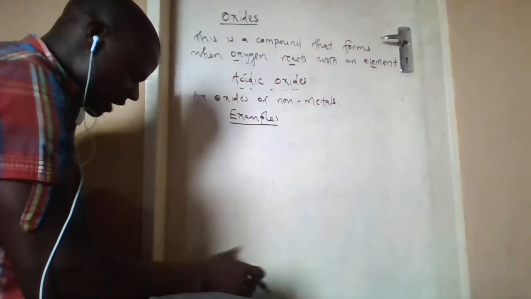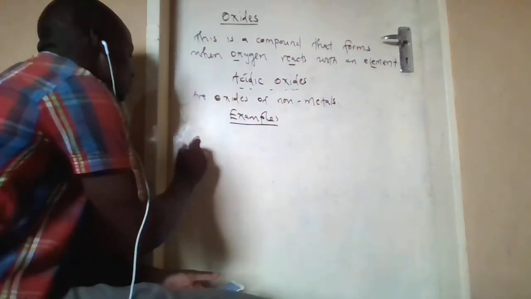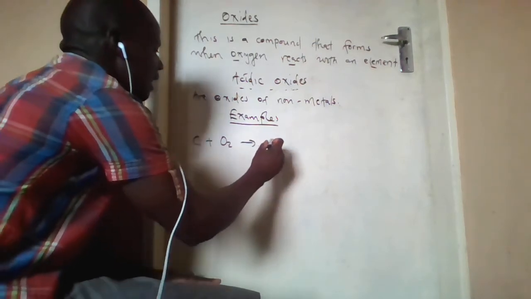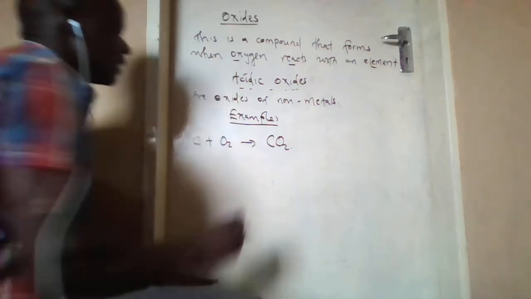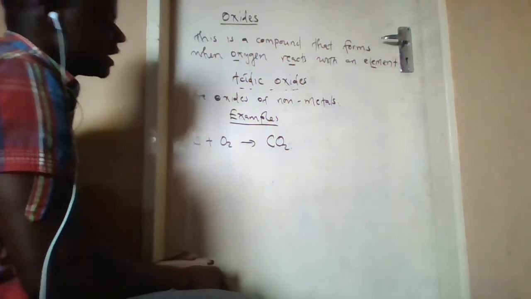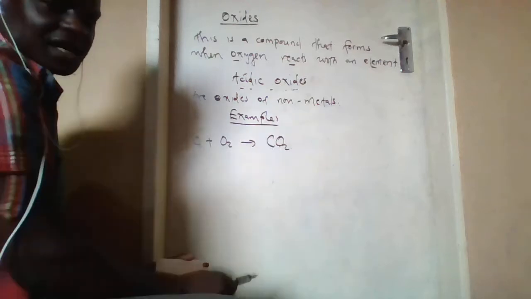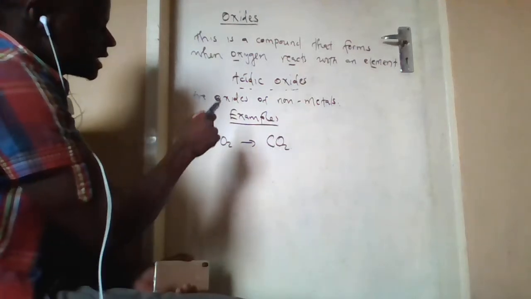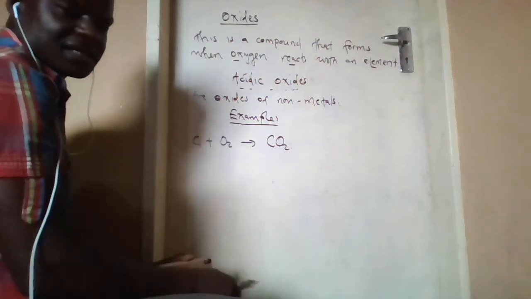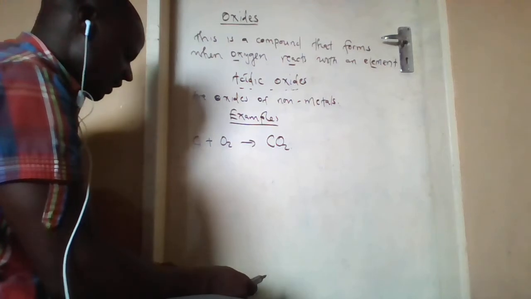We can look at carbon. When carbon reacts with oxygen, it forms carbon dioxide. Now, why are we saying carbon dioxide is an acidic oxide? It is because when this reacts with water, it forms carbonic acid. These are called acidic oxides because when they react with water, they form an acid. We're going to look at the formation of acids later.